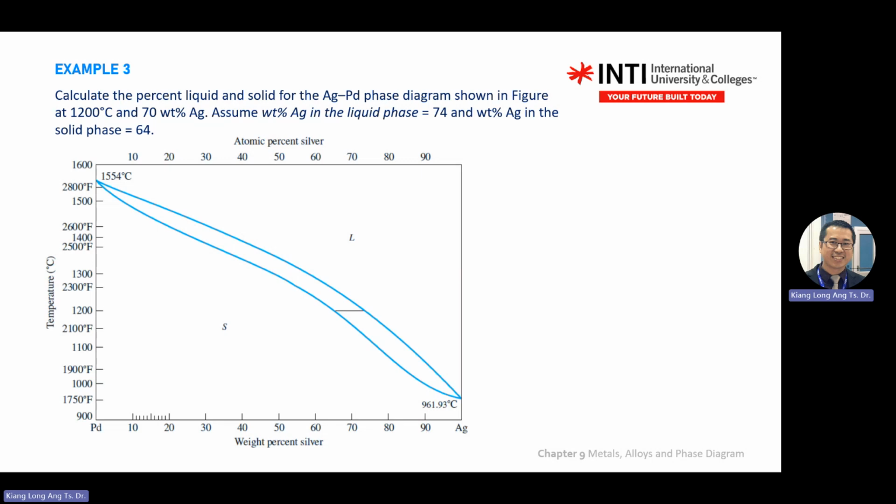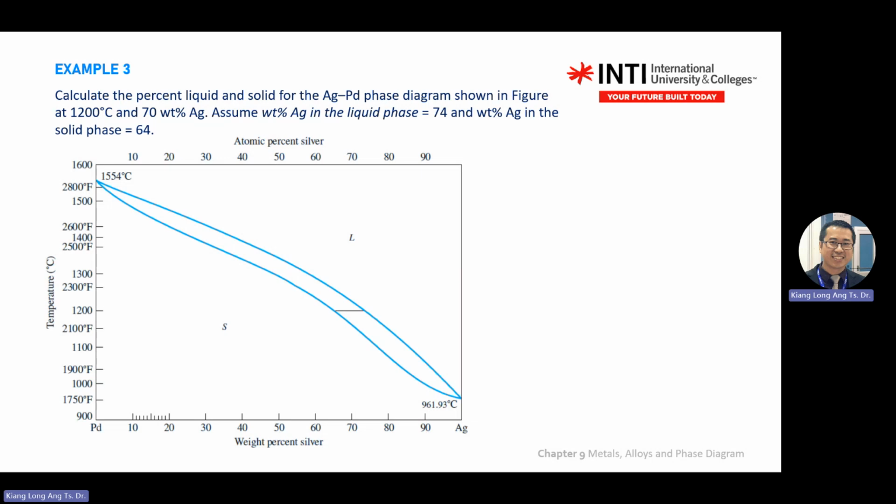Okay, so it tells you to find 1200 degrees C and 70% of Ag, silver. So assume the percentage of Ag in liquid form is 74% and solid phase is 62%. Calculate the percentage of liquid at this point. This is your X or WO.